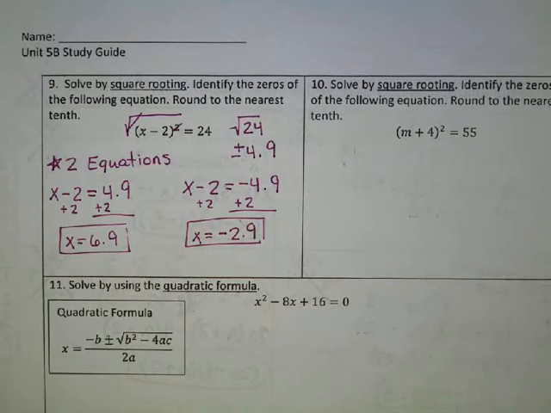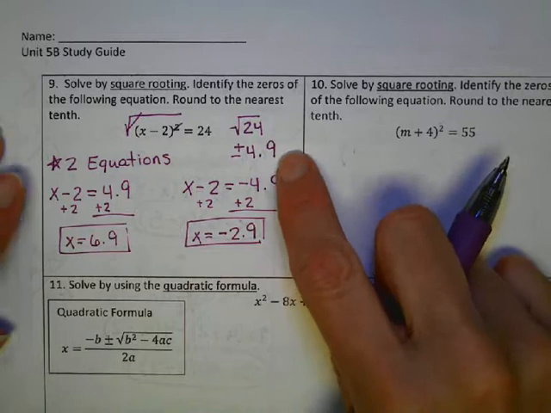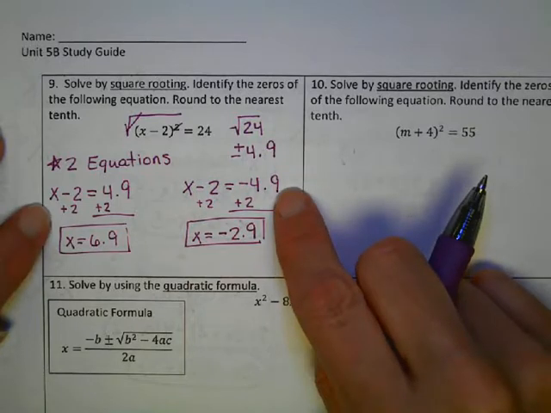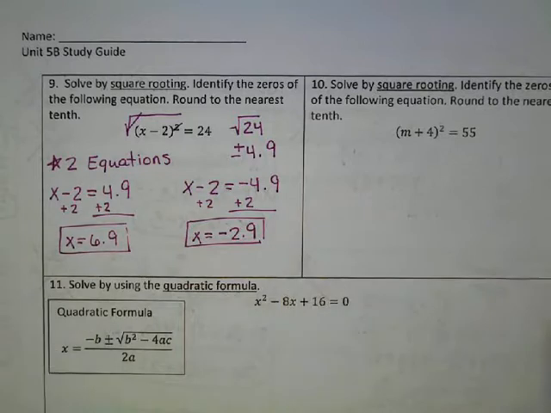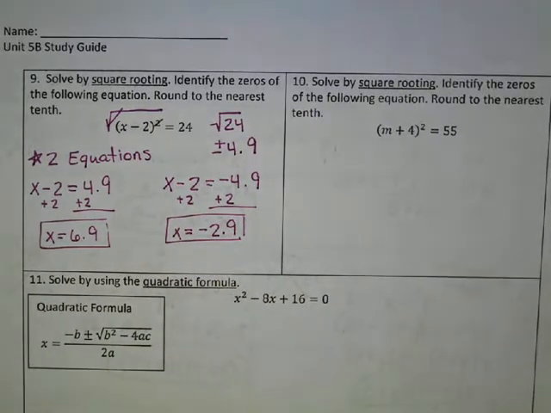So to solve by square rooting means you're going to square root this number. You get two equations because you have a positive and negative problem, and then you solve them both. Okay? So I would pause the video, try this one on your own. It says solve by square rooting.